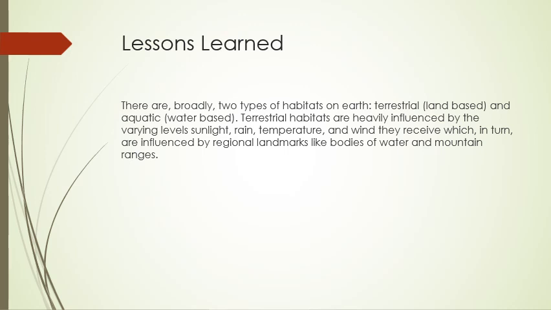We've got a terrestrial environment, and we've got a water-based environment, aquatic. We haven't talked about aquatic yet. We're going to. Terrestrial habitats are usually going to be characterized by different levels of sunlight, different levels of rain, different temperatures, and how much wind they receive. Mountains and bodies of water will have a huge impact on the local conditions. So far, so good? Questions, concerns?